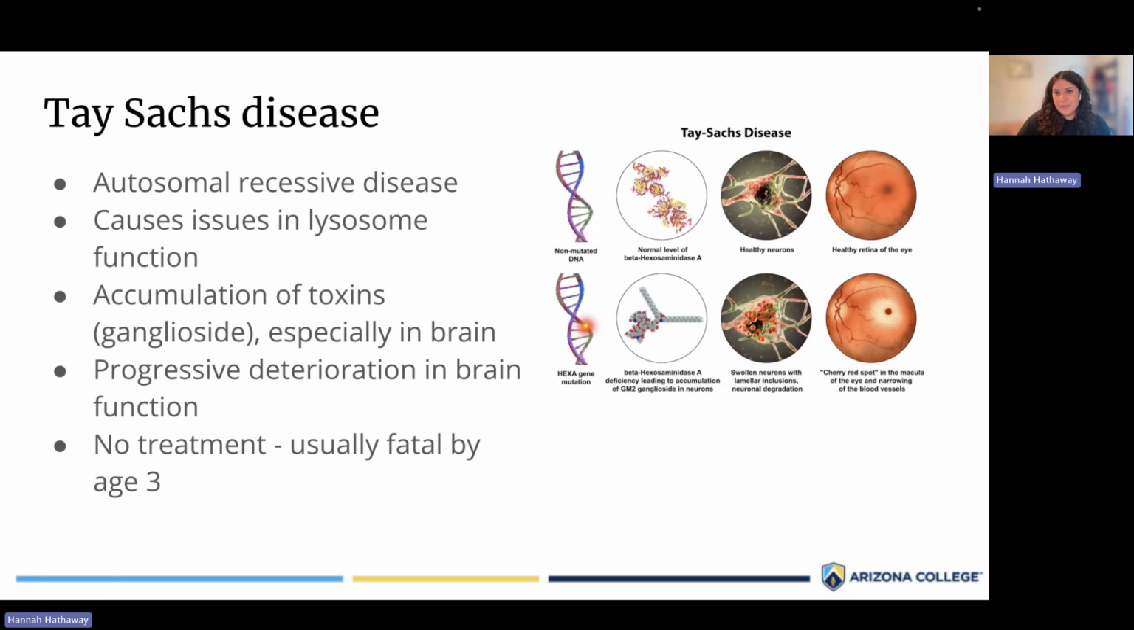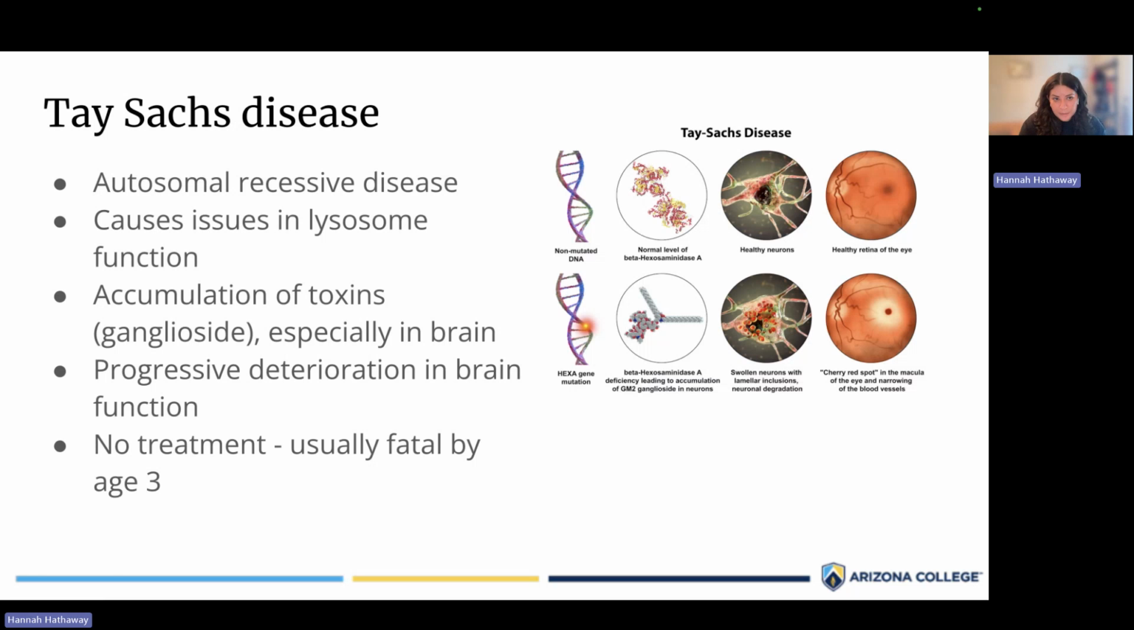Turns out that the brain is especially susceptible to this type of damage. So you get this accumulation of a specific toxin called a ganglioside in cells, specifically in cells within the brain. Because the toxins have to accumulate to cause problems, someone who is born with Tay-Sachs disease won't have any symptoms at birth, but as they get older, they will have progressive deterioration in brain function. As they get older, more and more of those toxins are building up, and that's going to cause progressive damage to the brain and deterioration over time.